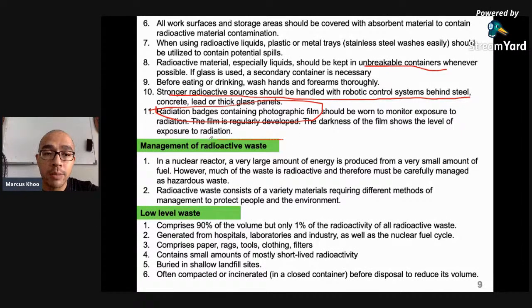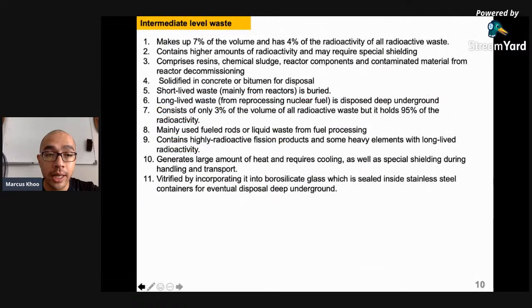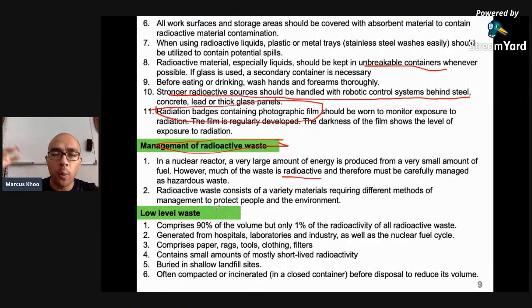But how about the management of radioactive waste? In a nuclear reactor, a very large amount of energy is produced from a very small amount of fuel. However, much of the waste is radioactive and therefore must be carefully managed as hazardous waste. There are a few levels of waste: low level, intermediate, and then high level waste. Even radioactive waste has certain levels depending on the danger it poses to other people.